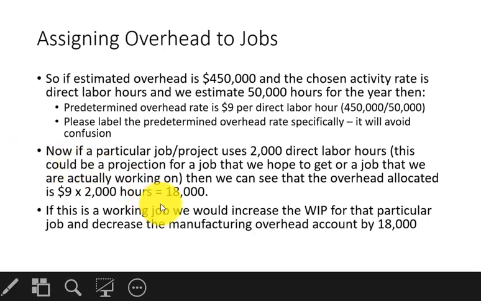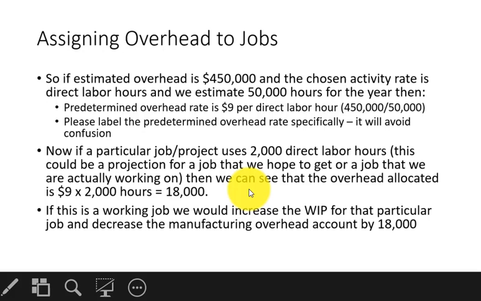So if a particular project uses 2,000 direct labor hours, okay, this could be because someone came to us and we're doing an estimate or a bid on a job, or this could be something we're actually working on and keeping track of. Okay, then we can see the overhead allocated would be $9 that we had from the beginning of the year, before we started, times 2,000 hours. Now we don't care when those hours are. We don't care if it's in May or June or whatever. You can use that same allocation.